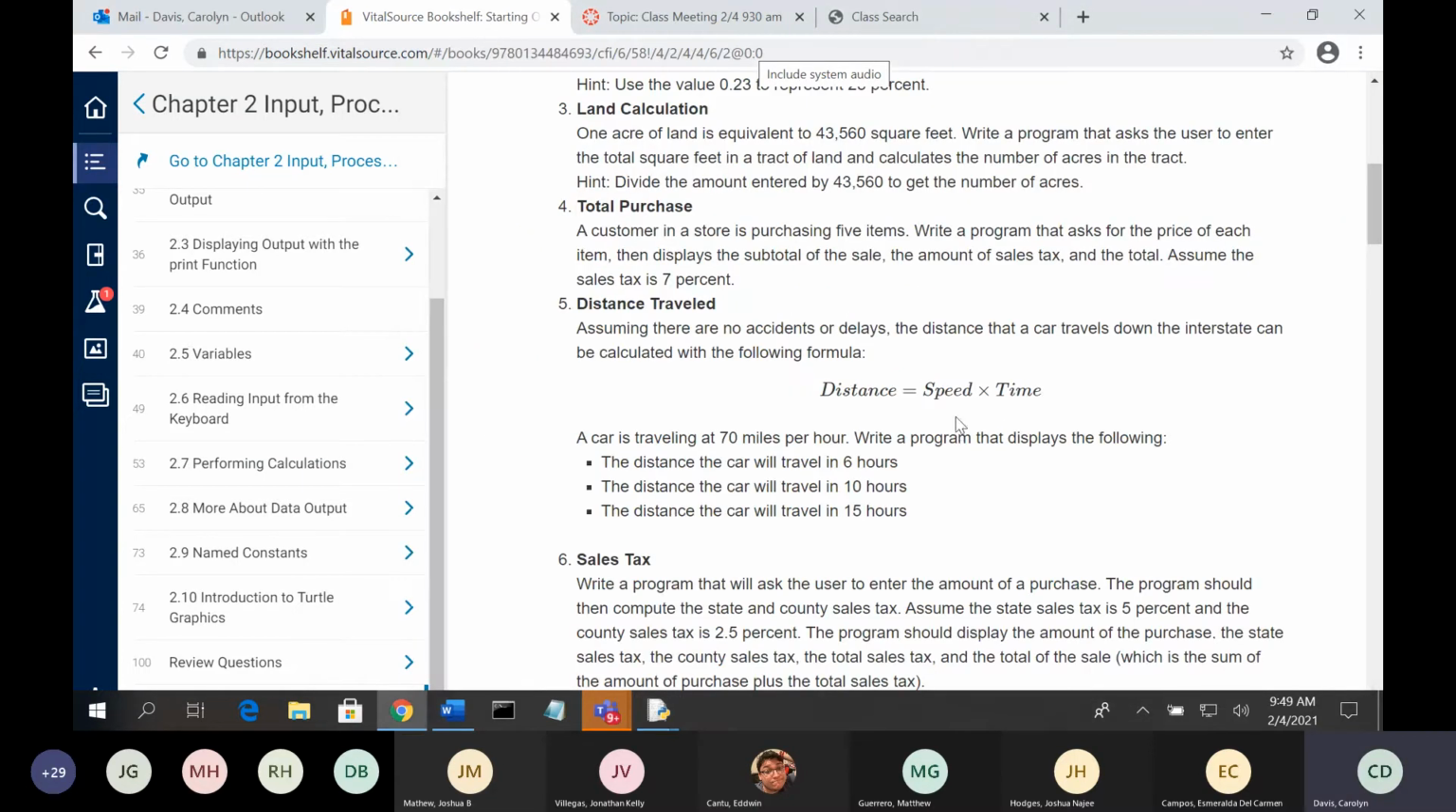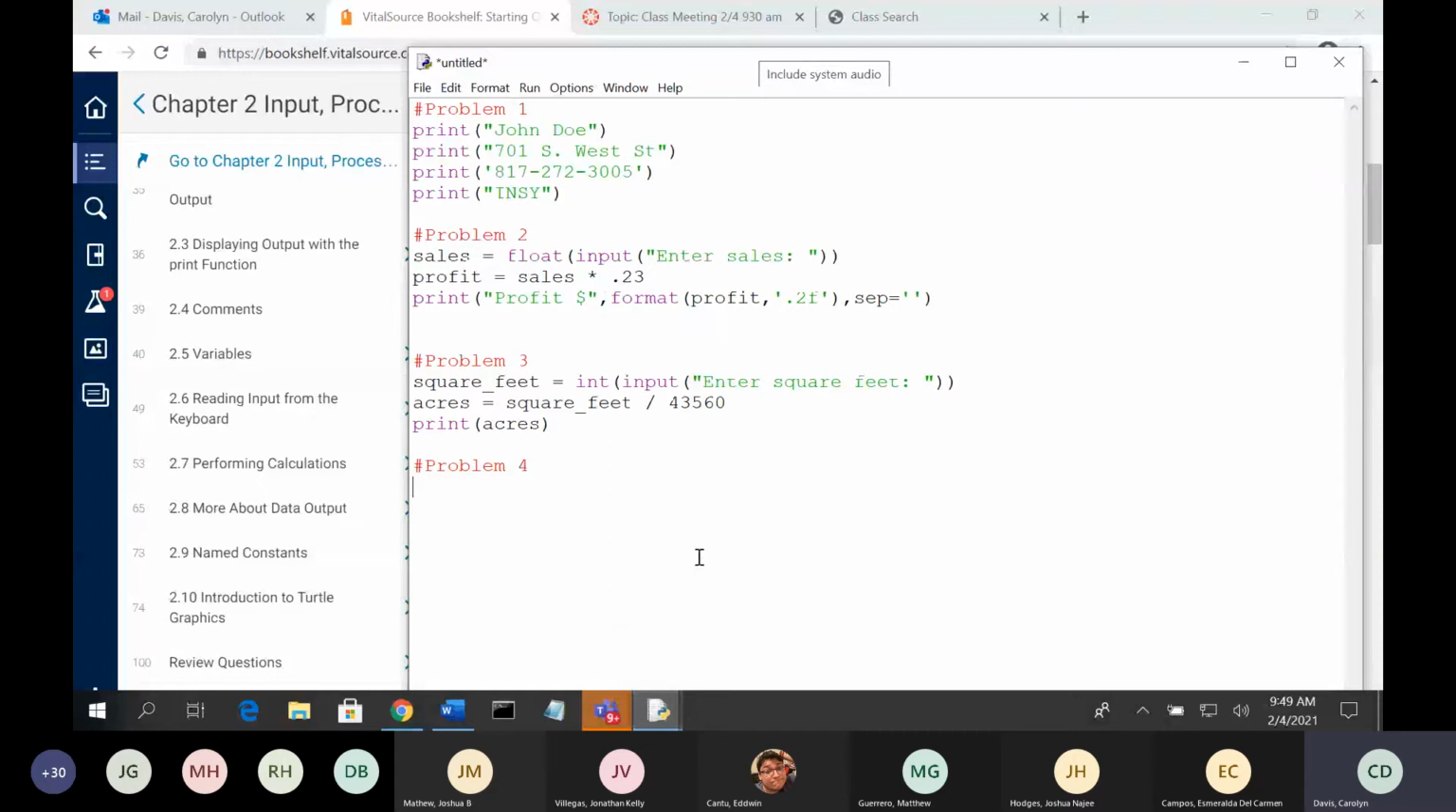Four is total purchase. I've got to go in and buy 5 items. I've got to ask the price of each item and display the total, the sales tax, and the total. And sales tax is 7. So I've got to read in 5 things. And we're talking items and pricing, so it had to be float.